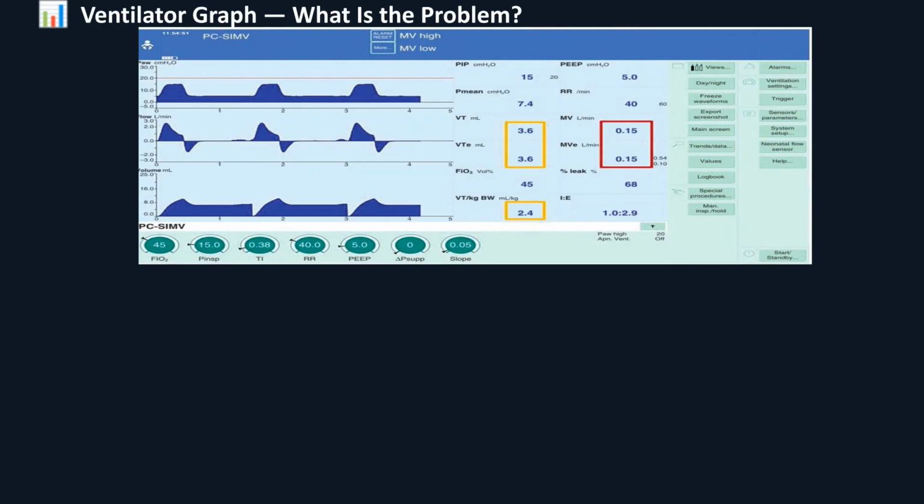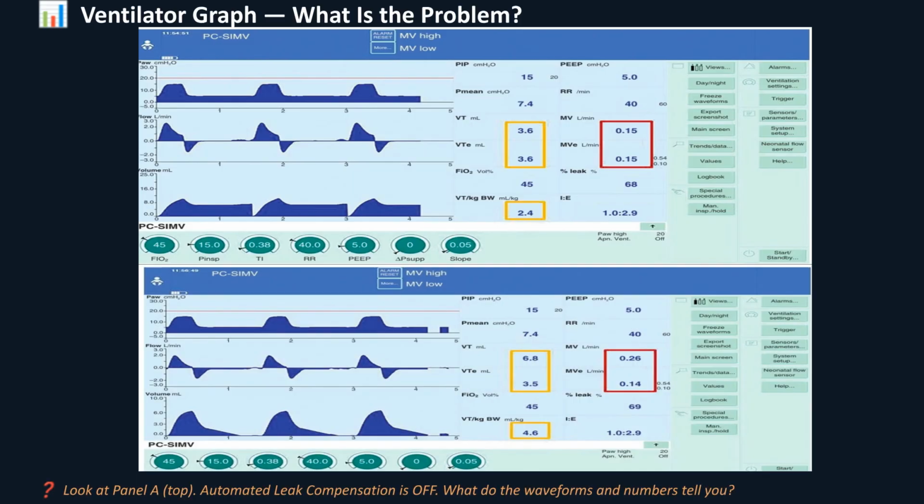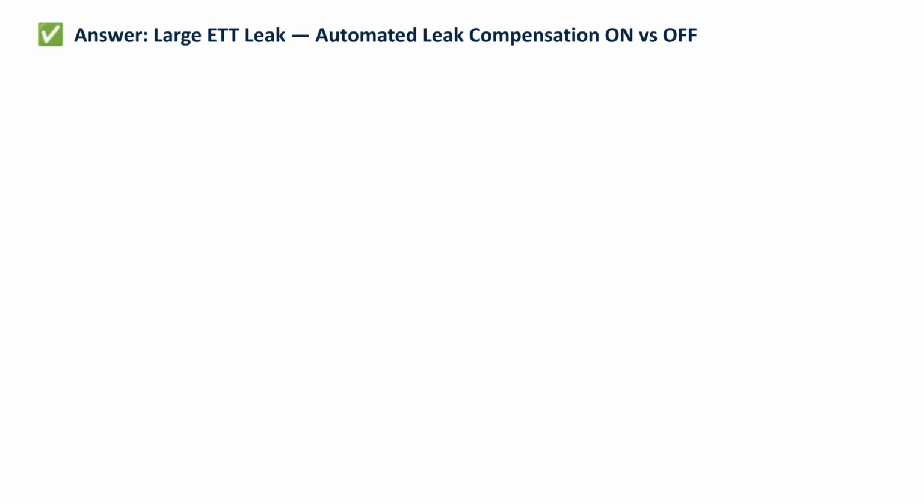Panel A at the top shows a scenario where automated leak compensation is OFF. Notice the flow and volume waveforms and the low VT per kilogram body weight of 2.4 milliliters per kilogram. What do these waveforms and numbers tell you? The problem here is a large endotracheal tube, or ETT leak.